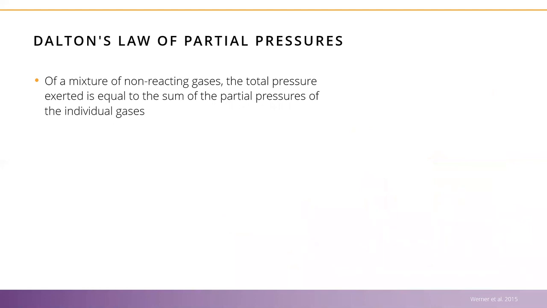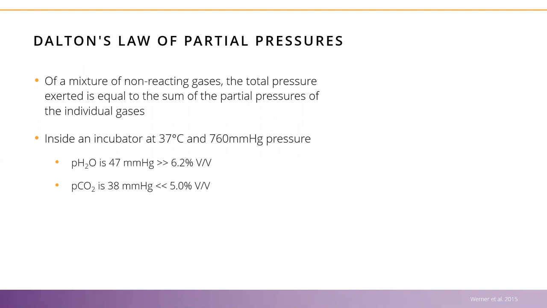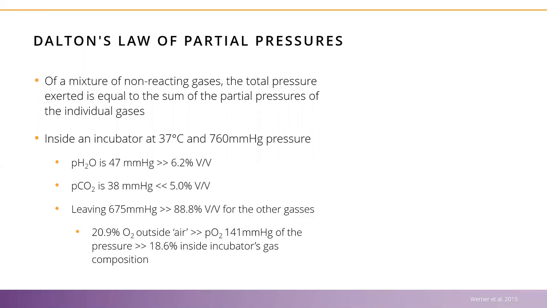So Dalton's law of partial pressure states that for a mixture of non-reacting gases, the total pressure that they exert is equal to the sum of their partial pressures. So inside the incubator, we already mentioned the partial pressure of water and the partial pressure of the CO2, and that would leave, at sea level with 760 millimeters of mercury pressure, 675 millimeters of mercury pressure, so 88.8% volume to volume of other gases, the air. So it's the original outside air of almost 21%.